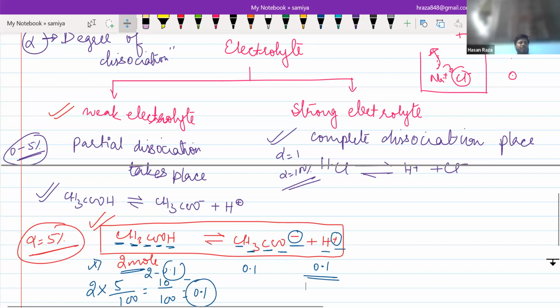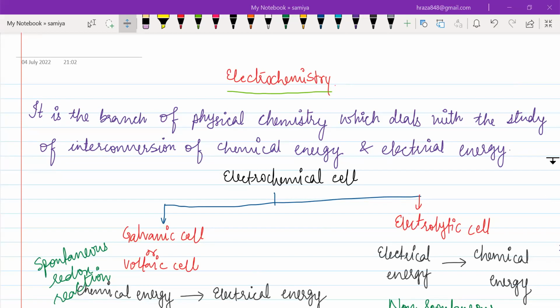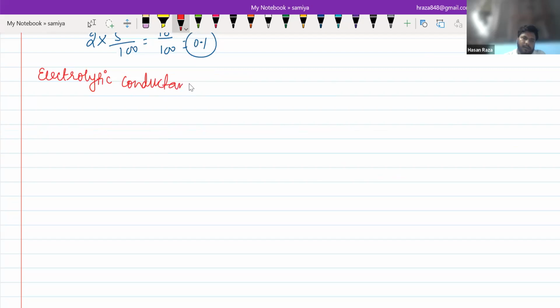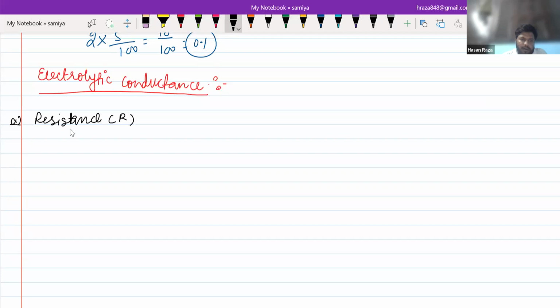So in electrochemistry part, there is some part of current electricity too. Electrolytic conductance, we will talk about it post this test. Done, sir. Okay, thank you. Now write the topic, that is electrolytic conductance. So first of all, in electrolytic conductance, we have a resistance that we just discussed. Resistance is denoted by R, and I'm going to define it and see what the unit of it is.